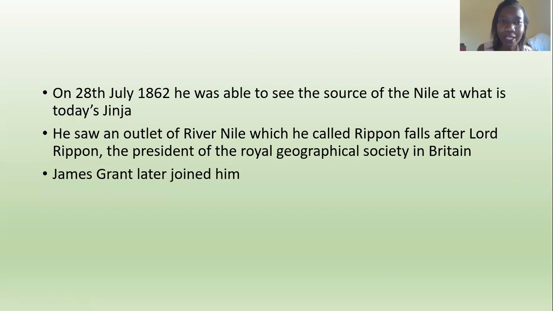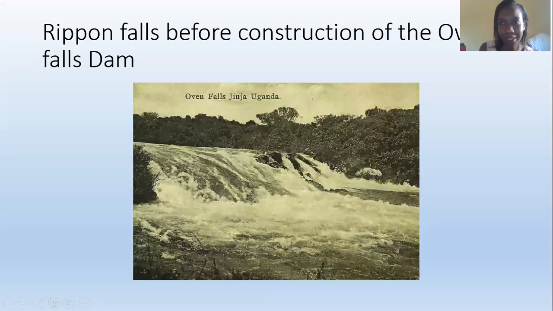On 28th July 1862, he was able to see the source of the Nile in today's Jinja. That is the present Jinja. He discovered it. And then he also saw an outlet of River Nile, which he called Ripon Falls, after Lord Ripon, the president of the Royal Geographical Society then. And then James Grant later on joined him and was also able to see the Nile, and they continued on their journey.